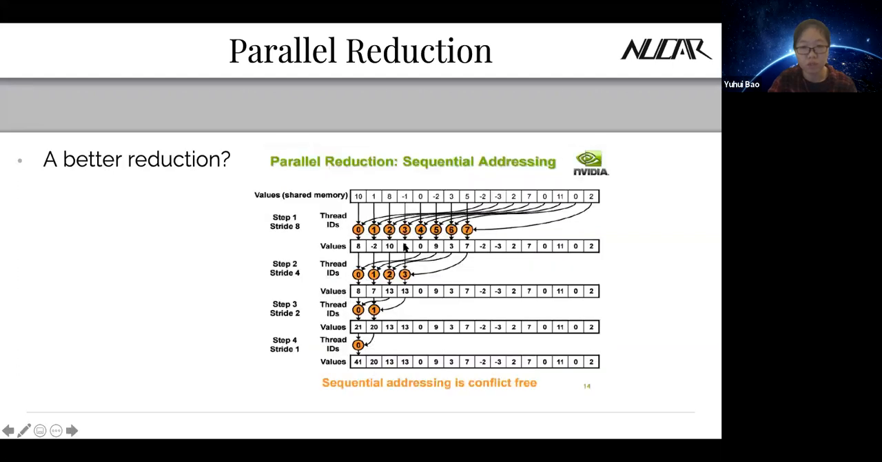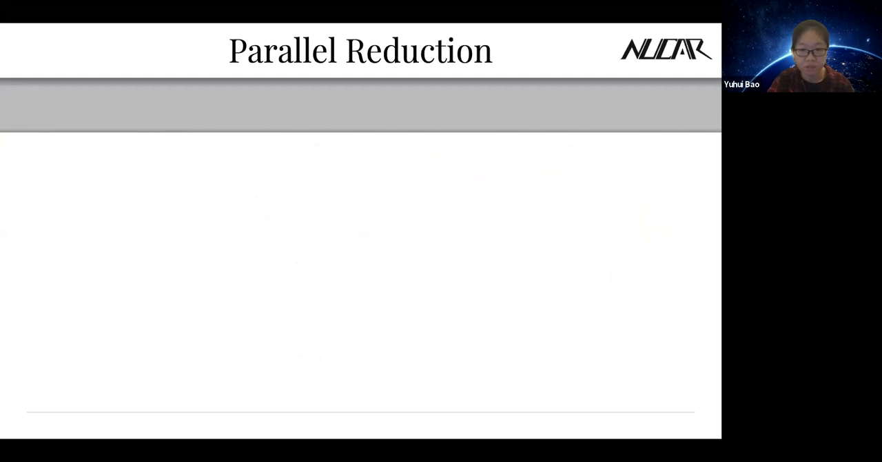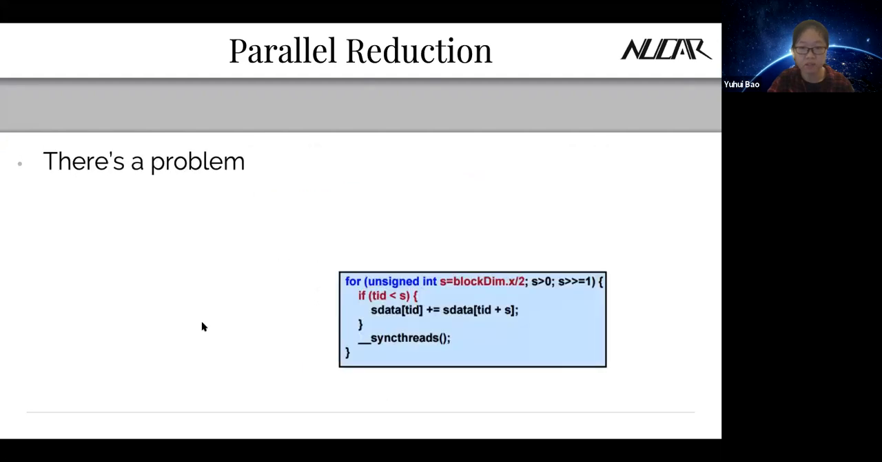So when the stride is 8, all the 8 threads will do the work. But when the stride becomes 4, only 4 threads will do the job. That's why there is the tid less than the stride.